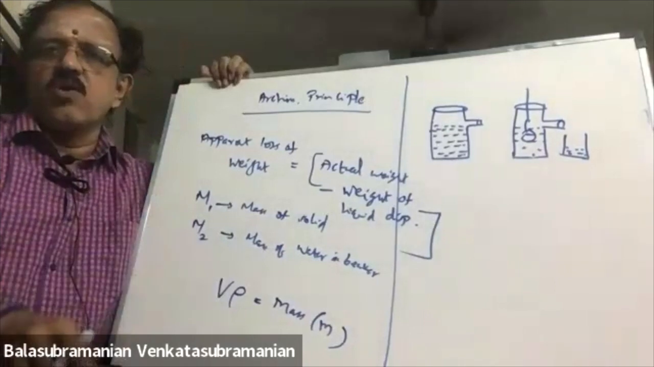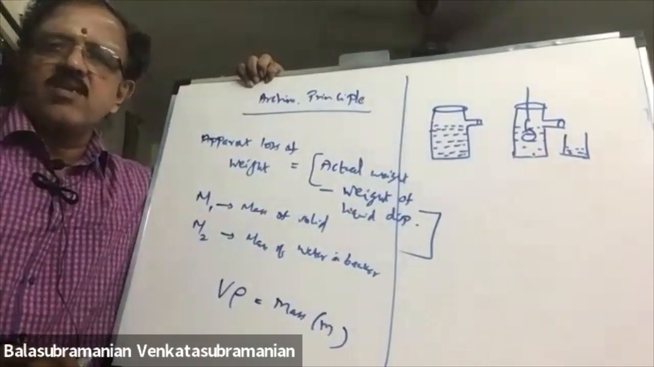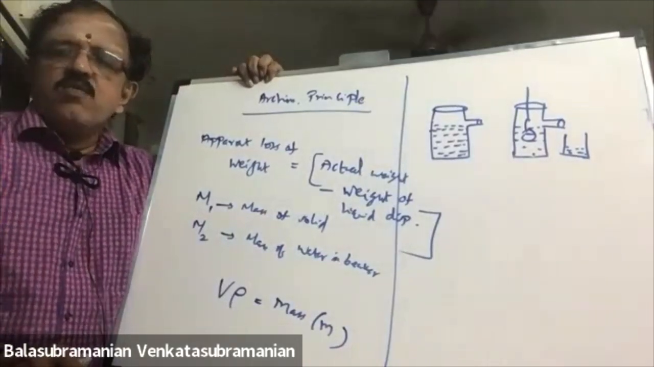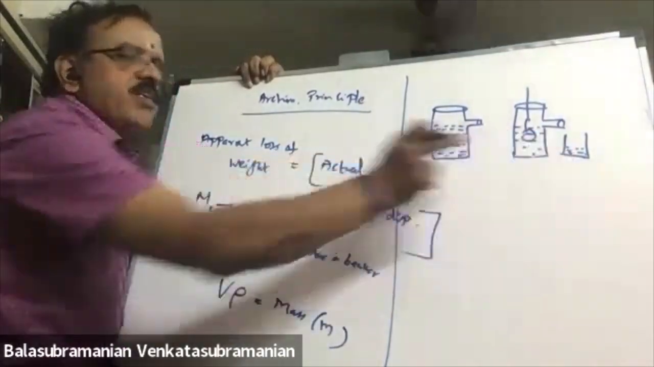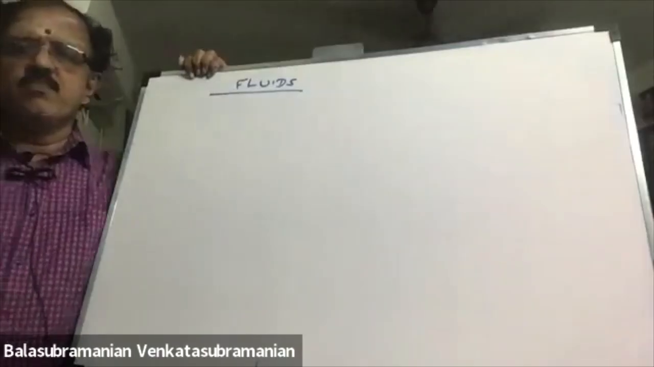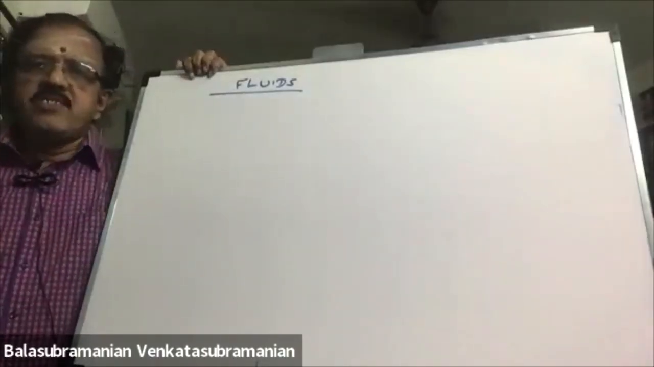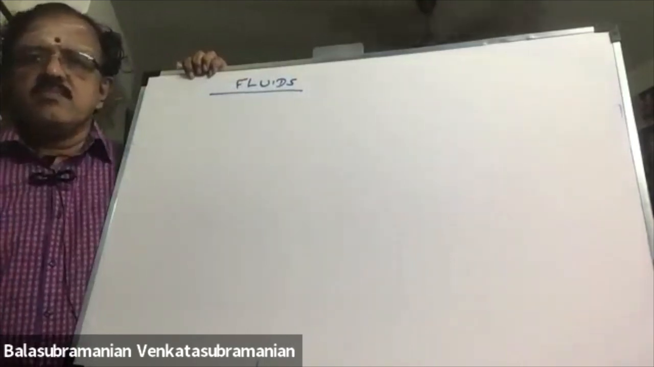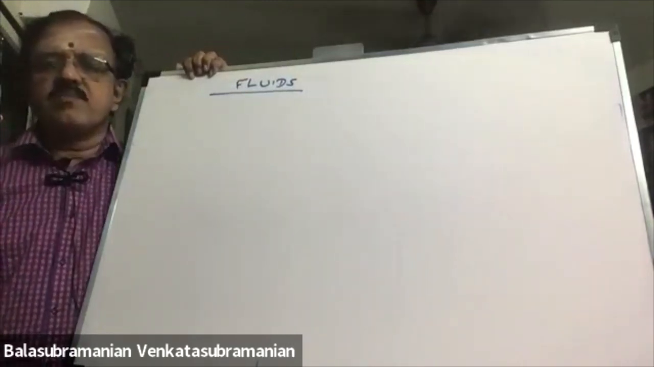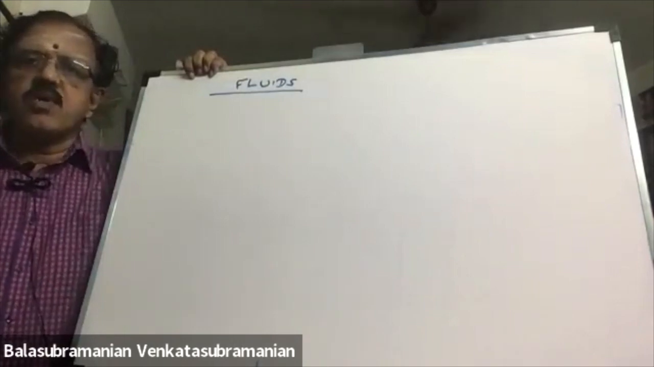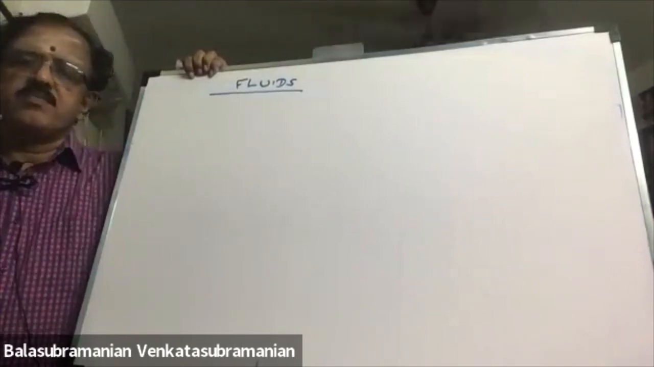When you immerse a stone, you calculate how much water comes out. Find the mass of this water using a physical balance. Very simple. In the basic fluids chapter, importantly, we are going to talk about liquid pressure here.